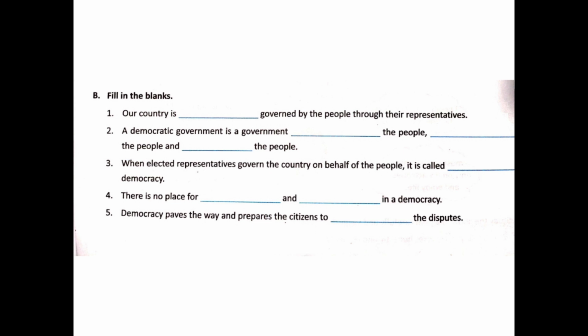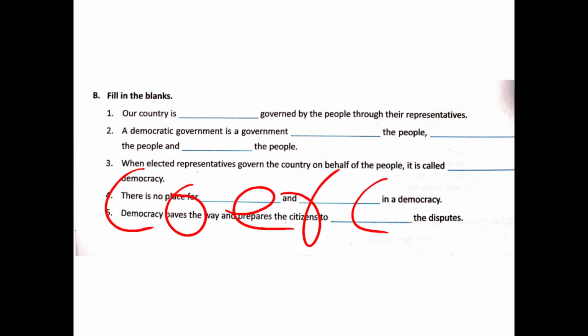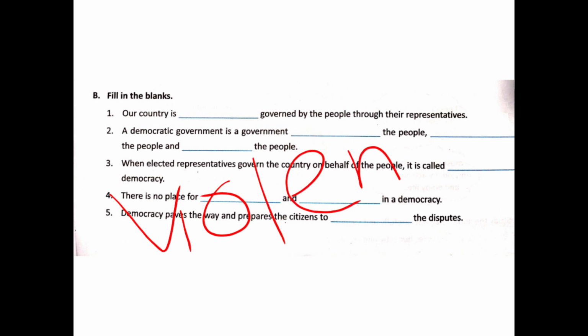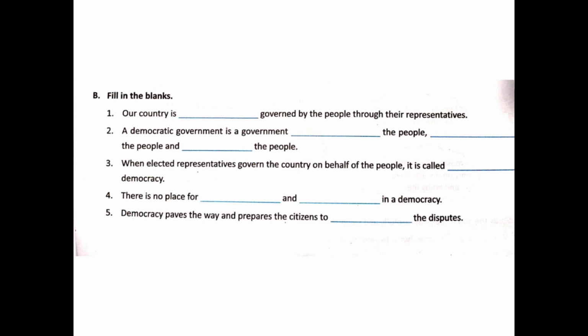Okay. There is no place for coercion and violence in the democracy. Okay. And number 5. Democracy paved the way and prepared the citizen to mutually resolve the dispute.